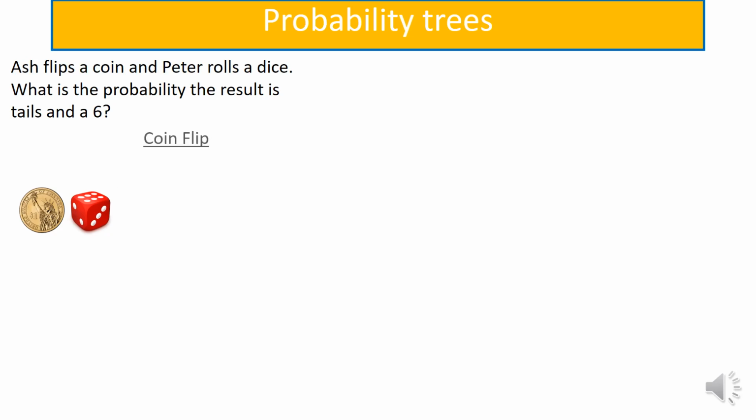So first, we're going to look at the possible outcomes when we flip a coin. We can either get heads or tails. The probability of getting heads is a half and the probability of getting tails is a half because it's one out of two possible outcomes.